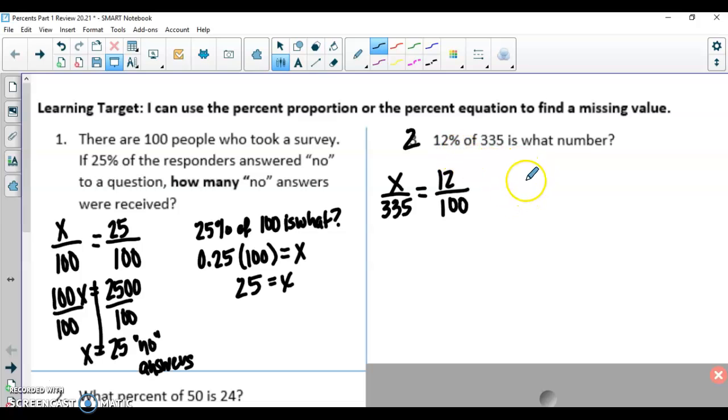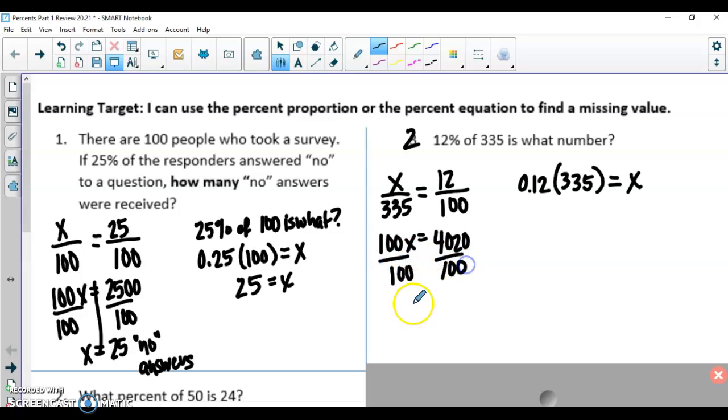If you're an equation writer, 12% becomes a decimal. Of tells me to multiply by 335, is means equals, what number tells me to put an x. Solving both of these, you're going to actually end up with the same answer. And if we do 12 times 335, we get 4,020. Dividing by 100 on both sides, x is 40.2. On this side right here, all you need to do is to multiply 0.12 times 335, and you also get 40.2 equals x.